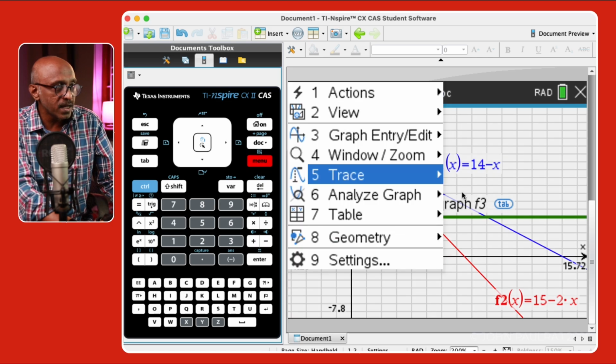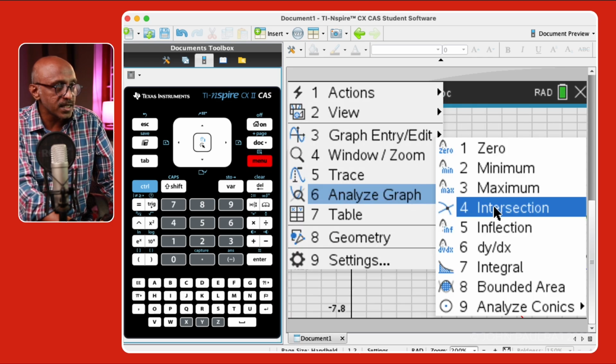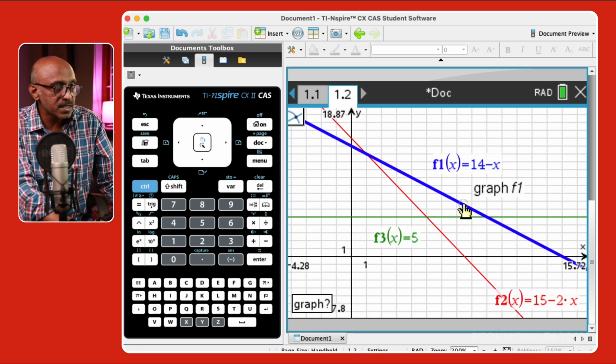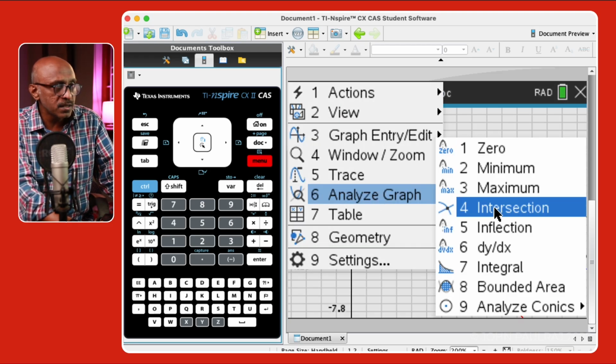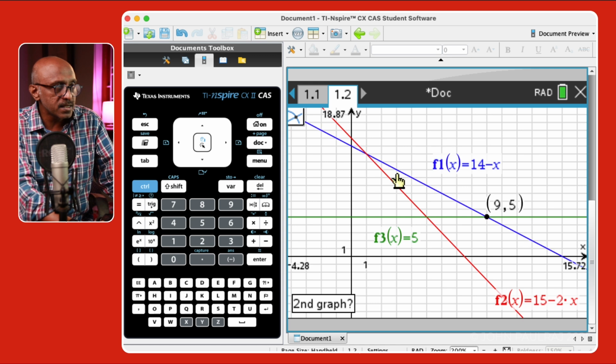So we go here and analyze, and say intersection. Got to be careful. We want this graph and this graph. And there you go. Intersection is 9,5. Just keep it there. Do that again. Intersection between this graph, and there's the point of intersection there, 1,13.